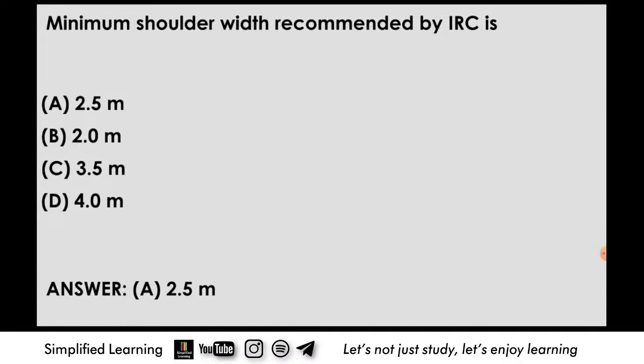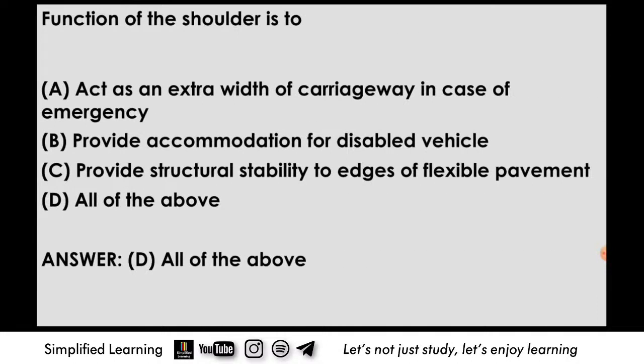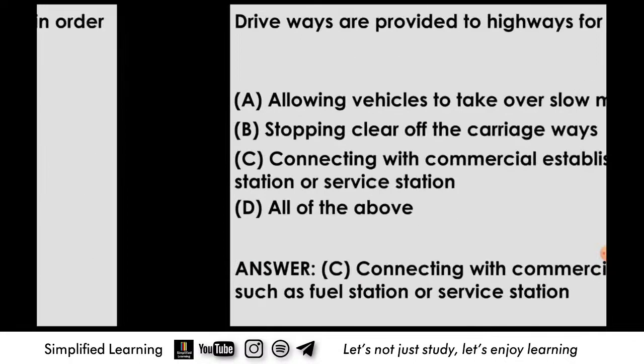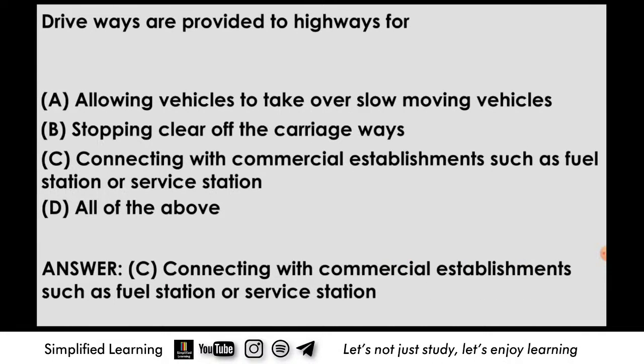Minimum shoulder width recommended by IRC is 2.5 meters. The function of the shoulder is to act as an extra width of carriageway in case of emergency, to provide accommodation for disabled vehicles, and to provide structural stability to the edges of flexible pavement. A frontage road is provided running parallel to the highway in order to provide controlled access to properties. Driveways are provided to highways for connecting with commercial establishments such as fuel stations or service stations.